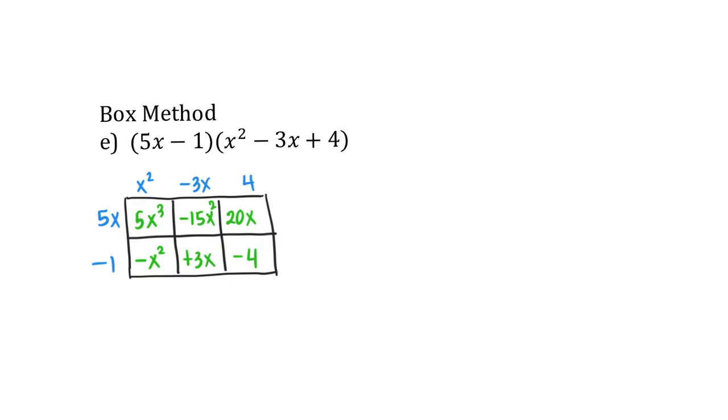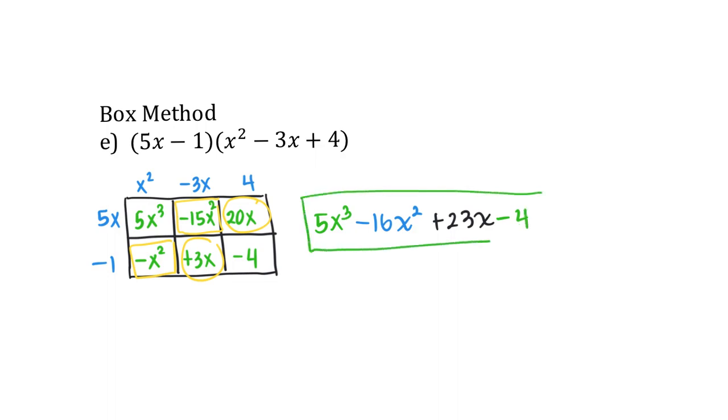I'm going to write the answer in standard form. So 5x cubed is first. And then what's next? I got the negative 15, negative 1, x squared, so negative 16x squared. And then I have the 20x plus the 3x, so I have 23x. And then I got minus 4. Okay, it's in standard form, so it should match even if you did a different method.